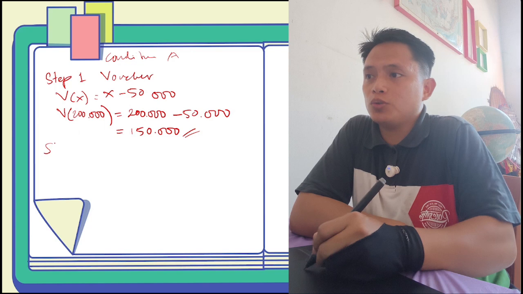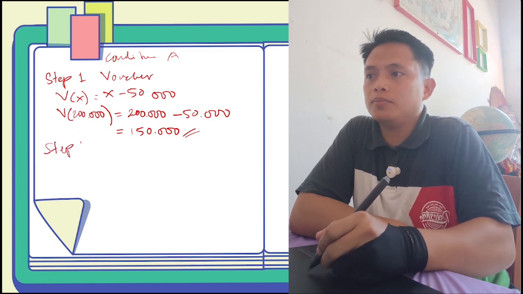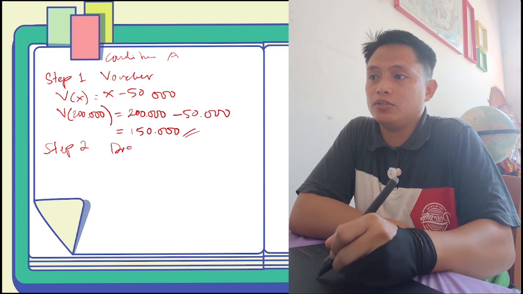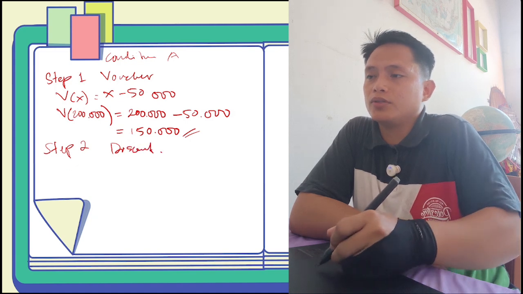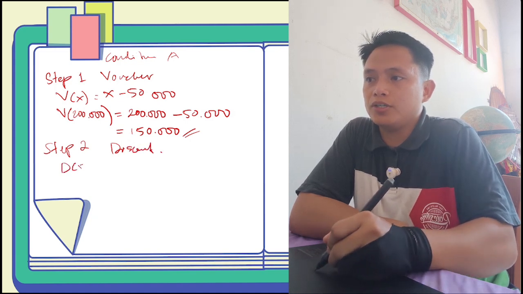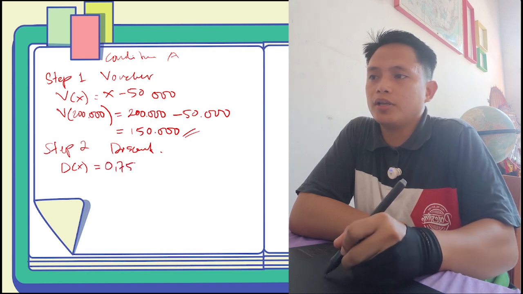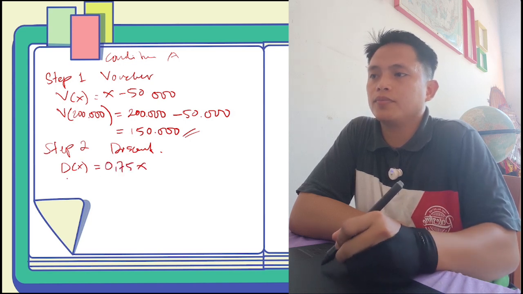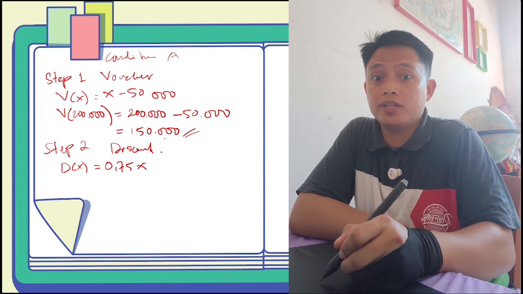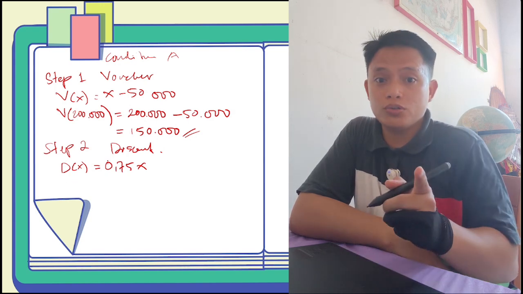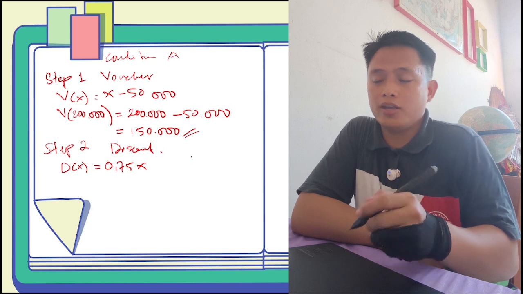Now, step two, we're going to put it into our second machine, which is the discount. Okay, so remember our discount function, d of x equals 0.75x. So now let's use 150,000, the output from the first machine, of course. Now we do not use 200,000 again.